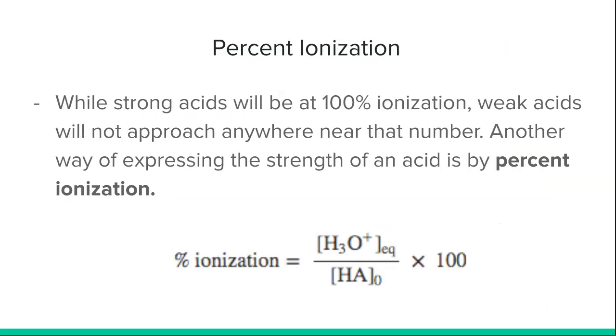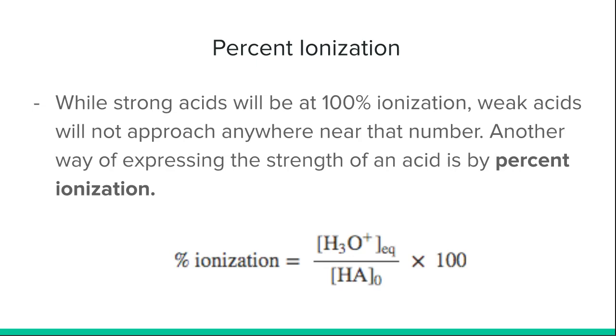So if we take a look here, one of the other ways that we can define this is by percent ionization. When you have a strong acid, we know that they go 100%. So you'd have 100% ionization. But for weak acids, this is a very useful tool to judge one acid against another, meaning how much of it is actually going to dissociate and create the acidic content in solution.